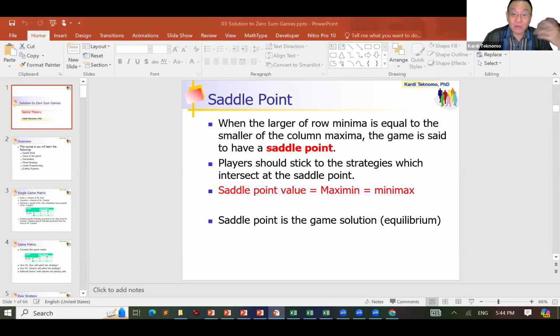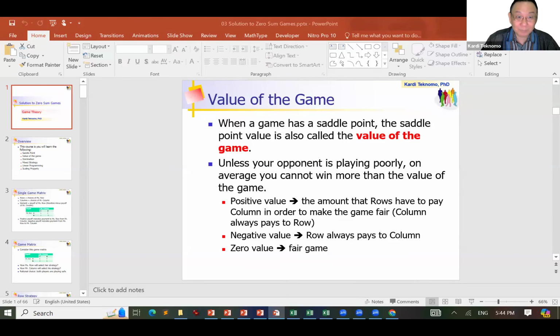Okay, so not necessarily you can find it, but if you can find this equilibrium, then given the game matrix, you can predict what Mr. Row will do and what Mr. Column will do. So the equilibrium is the solution, so you can predict already, given the situation. Okay, now when the minimax equals maximin, that saddle point, the value in that saddle point is called the value of the game.